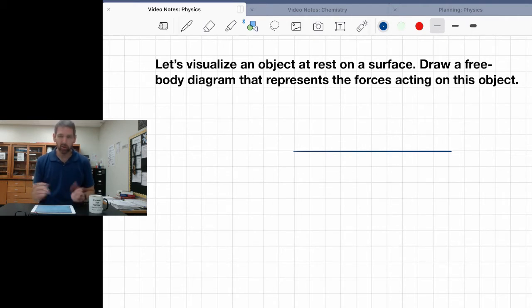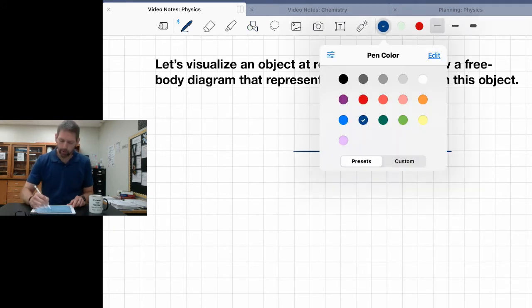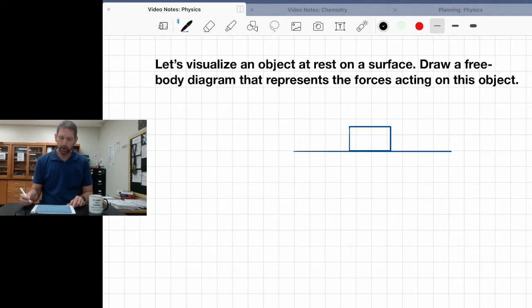Let's draw a square. Squares are very commonly used to represent something, unless you're working with something where it says it's rolling. Then of course you're going to use a circle, something spherical. So let's go ahead and put this square object right here. Wow, this is really nice. Okay, so let's go ahead and change our color just so we can have some contrast here. So the object is at rest.